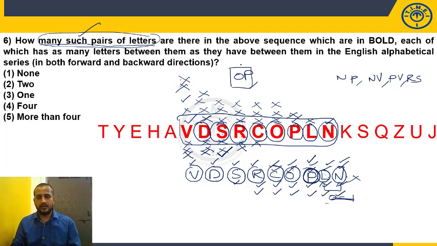So totally how many are there? In the forward direction only one pair, but in the backward direction 4. Totally 5 pairs. So more than 4. So 5 is my answer.